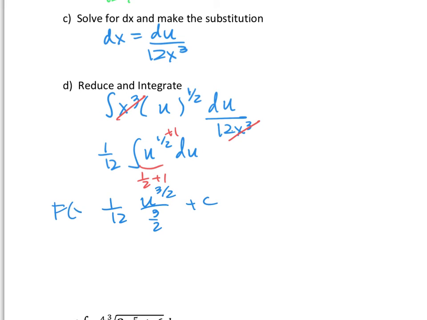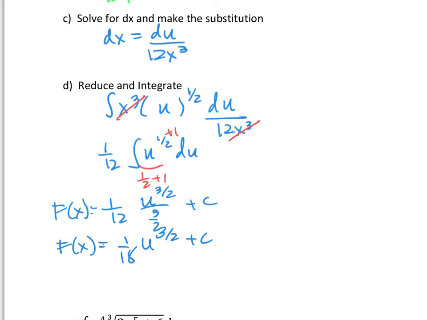Let's just go ahead and write our function notation. So to simplify this, we have the 1/12 and we have the 3/2. Do the reciprocal and multiply, and we should end up with, what do we get? We should end up with 1/18 u to the 3/2 plus c.